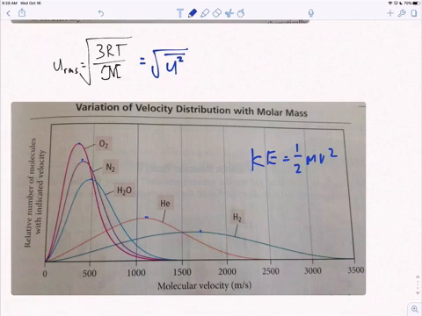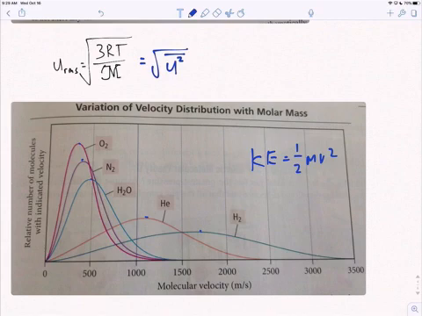So the y-axis is the number. The x-axis is the velocity. And I guess it'd be better to say speed, because velocity can be both positive and negative. But the magnitude of the velocity here, and notice a couple things. So oxygen, 32 grams per mole, nitrogen, 28 grams per mole, water, 18 grams per mole, helium, 4 grams per mole, hydrogen, 2 grams per mole. The heavier gases have a narrow distribution, the light gases have a broad distribution.